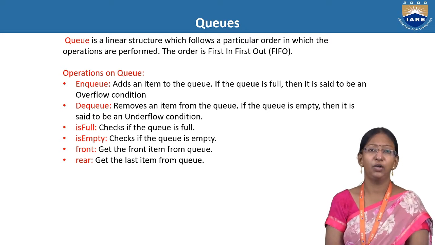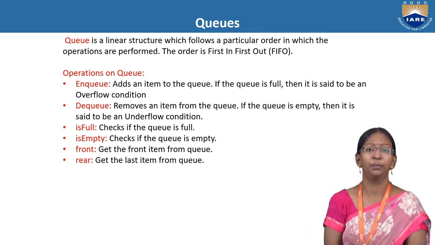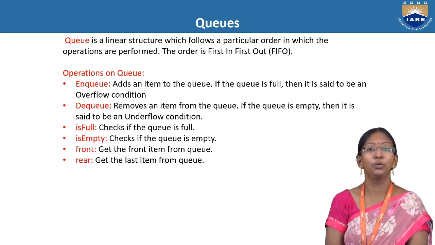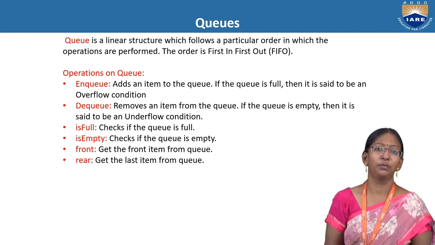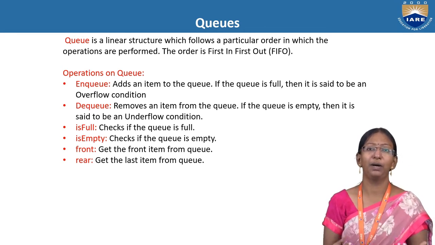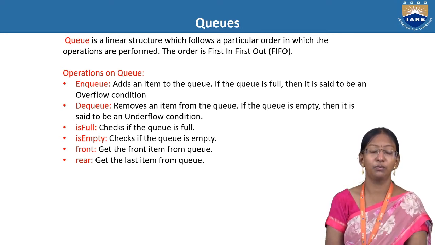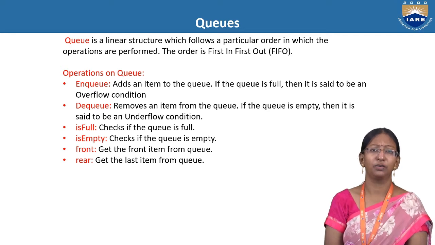Next one is dequeue. Dequeue is nothing but removing the elements, very simple. Then what is the problem that you might get into? When the queue is empty. Removing an element from an empty bag is of no meaning. Right? So at that time, underflow condition arises. If you try to remove an element from an empty queue, it will raise an underflow condition.